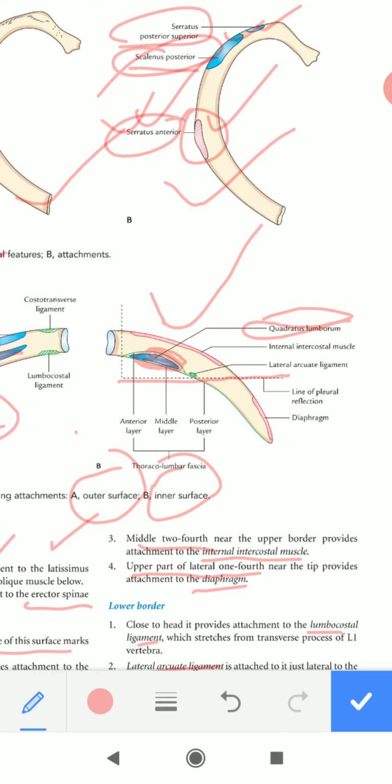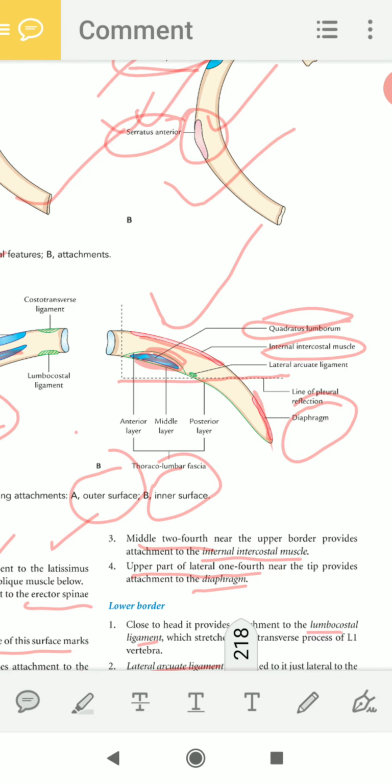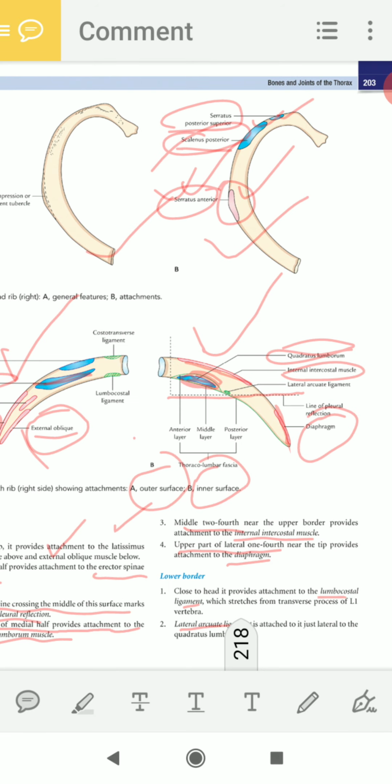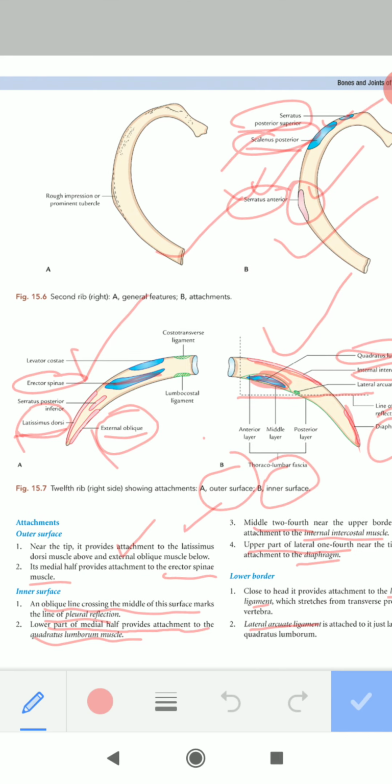Okay. And there are also some other muscle attachments. Medial 2/4 near the upper border, there is attachment of the internal intercostal muscle. And the upper part of the lateral 1/4 gives attachment to the diaphragm. This is the diaphragm. Now come to the lower border. The lower border gives attachment to the lumbocostal ligament and lateral arcuate ligament. Okay. So in the lower border, there is attachment of the lumbocostal ligament and lateral arcuate ligament.